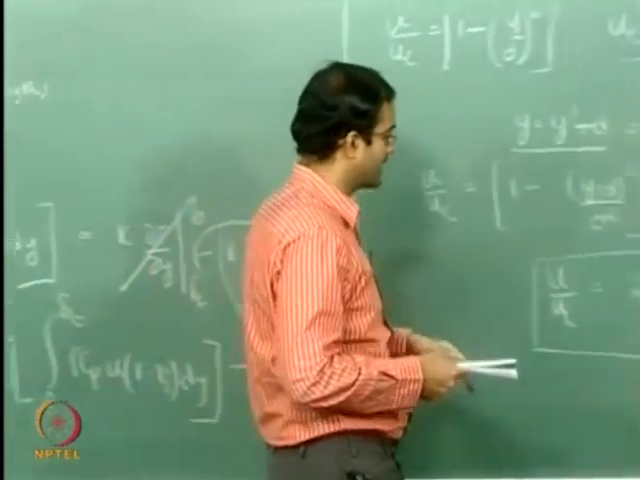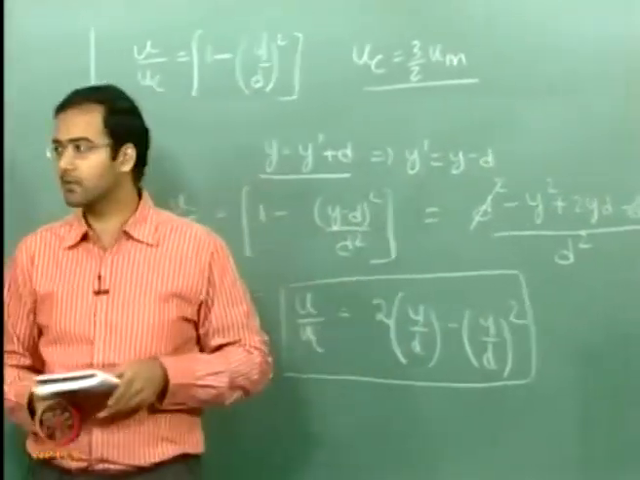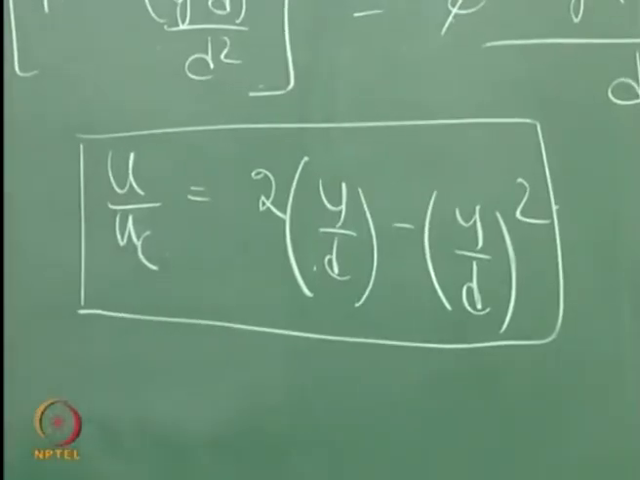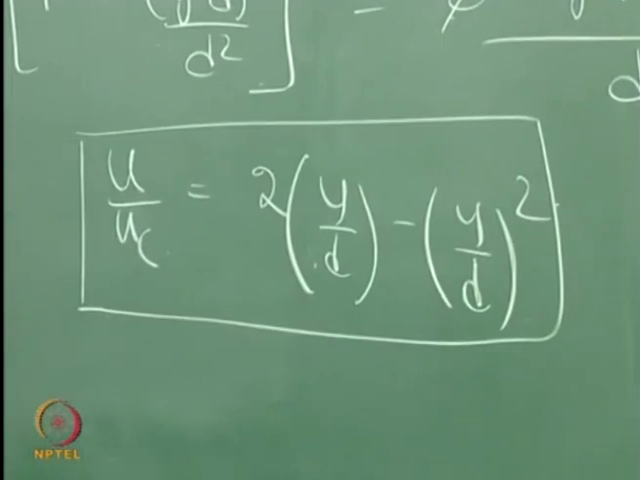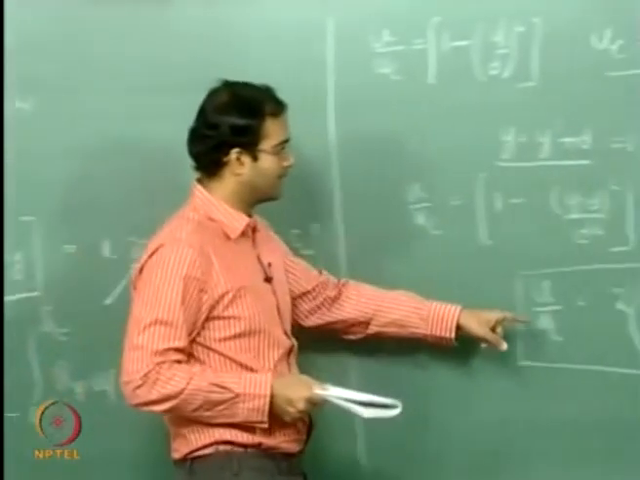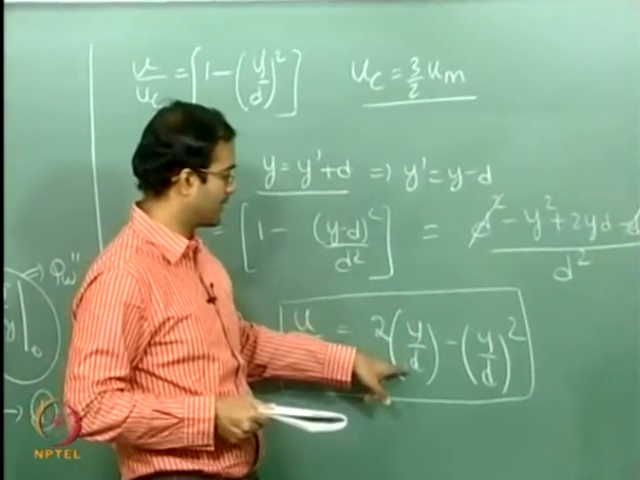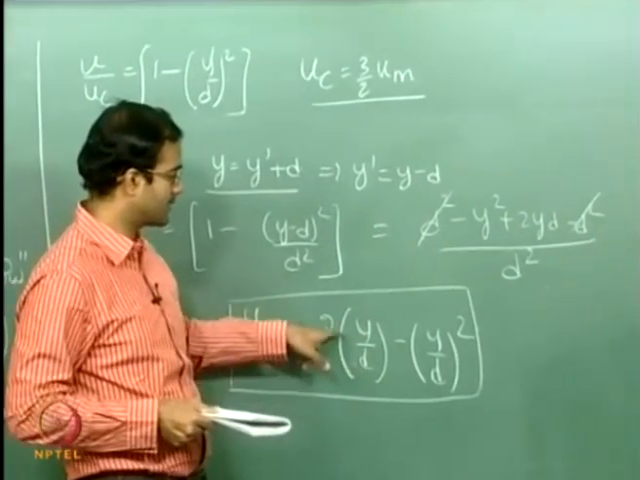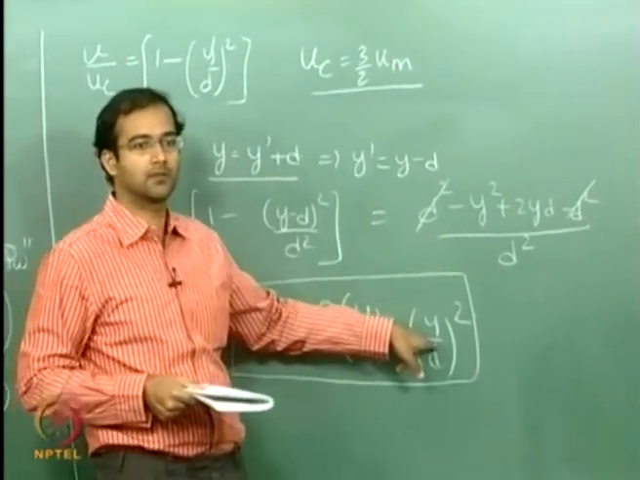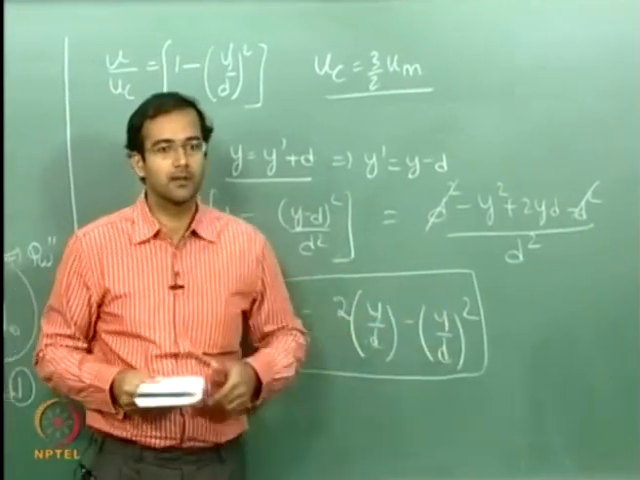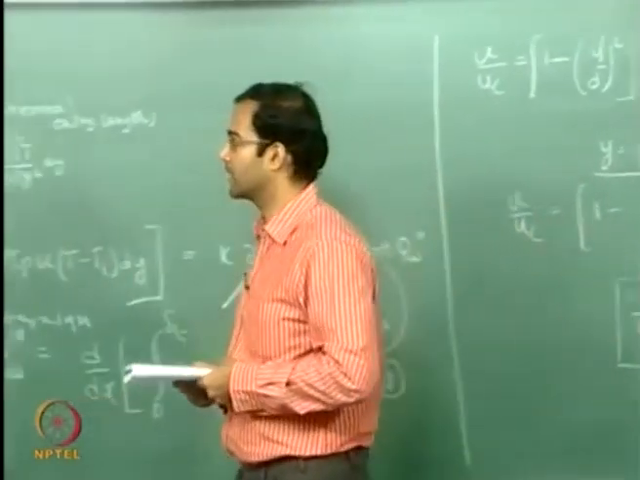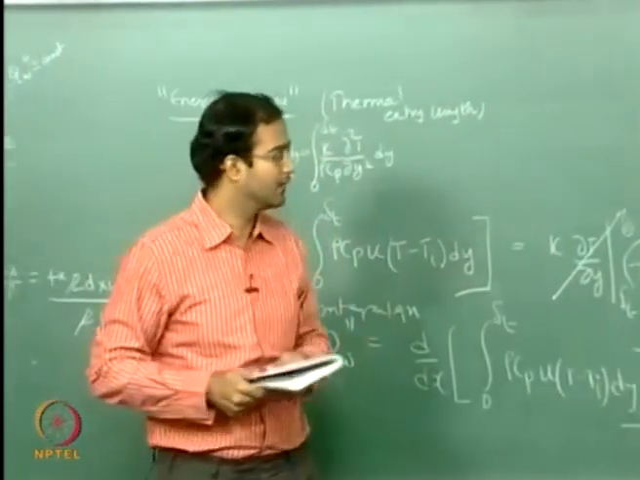Alright, so you can again check. For y equal to 0, this will be 0, and y equal to 2d, again this becomes 0. So this is 2 into 2, 4 minus 4, 0. Okay, so that satisfies the boundary conditions of the velocity profile.